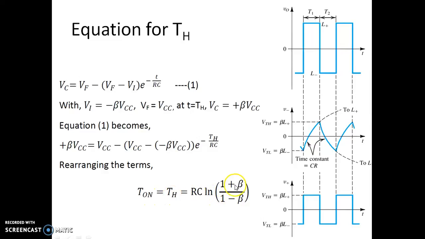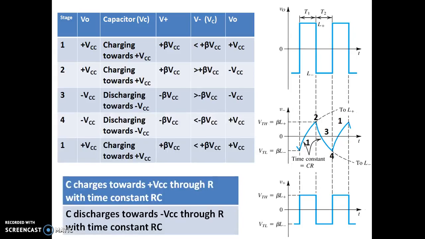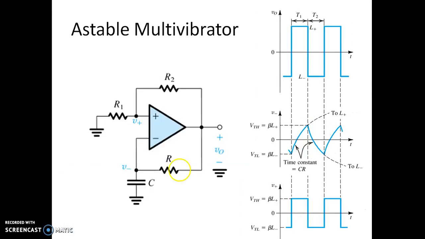T on or TH is equal to RC ln of (1 plus beta) by (1 minus beta). Usually this ratio is always greater than 1. The value of beta depends on the values of R1 and R2. Actually, beta is R1 divided by R1 plus R2. That is true only if the resistors are connected this way: this is R1 and this is R2. Beta is this resistor divided by R1 plus R2, that is, the sum of the two resistors.